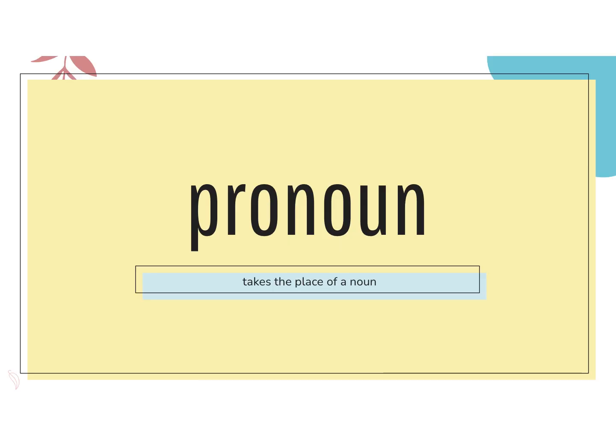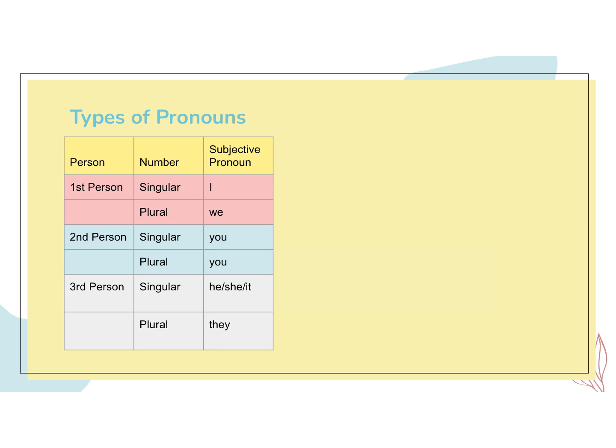The main rule here is that a pronoun takes the place of a noun. But because nothing is truly simple when it comes to languages, there are several different kinds of pronouns. The pronouns you probably think of first are called subjective pronouns, meaning they are pronouns used on the subject side of a sentence. I run, we run, you run, he runs, they run.